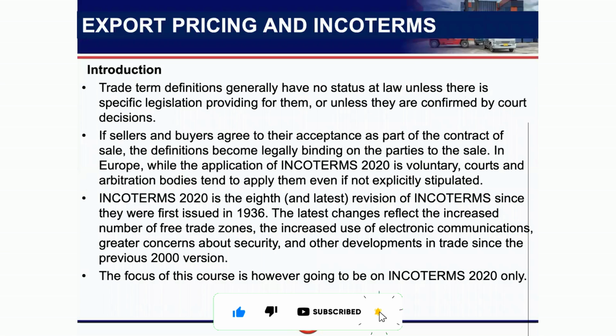The trade term definition generally has no status at law unless there is specific legislation providing for them. If seller and buyer agree to their acceptance as part of the contract of sale, the definition becomes legally binding because they already agreed and incorporated it.